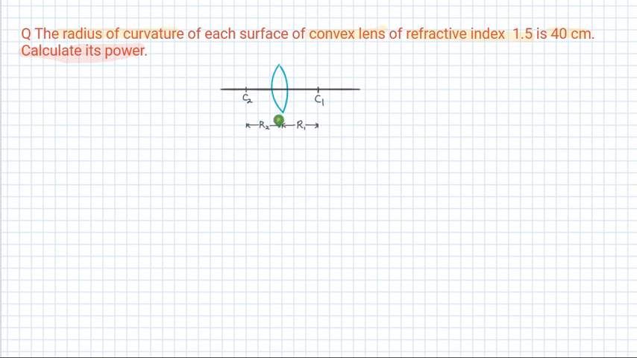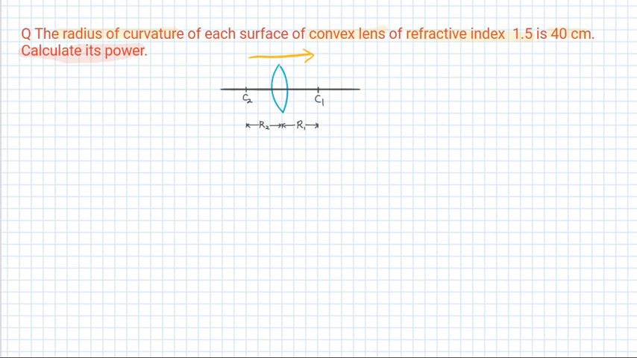Now for the first refracting surface, R1 is positive. This is positive because it is measured in the direction of the incident light. Whereas R2 is measured in the direction opposite to the incident light. Hence R2 should be negative. So let us write these details here.